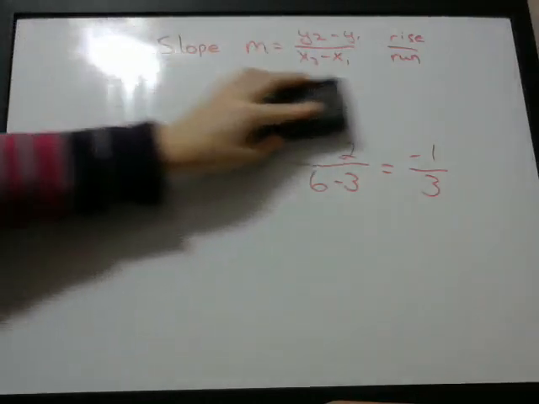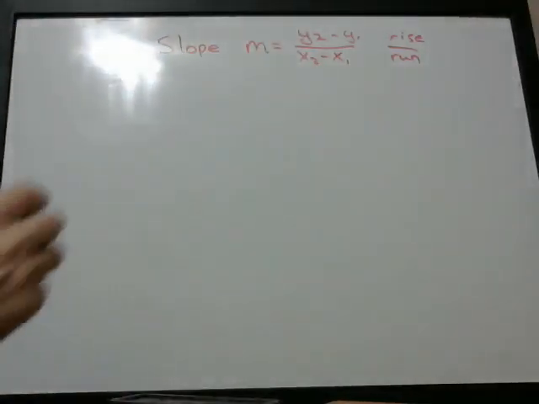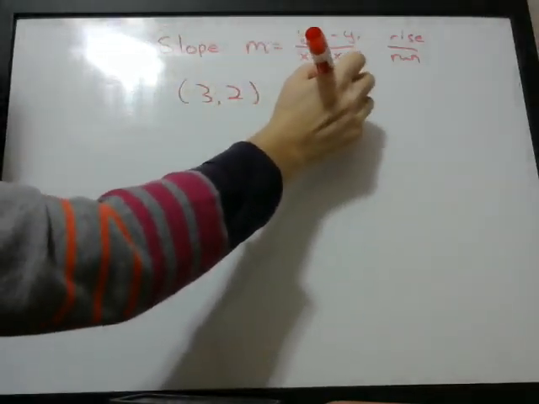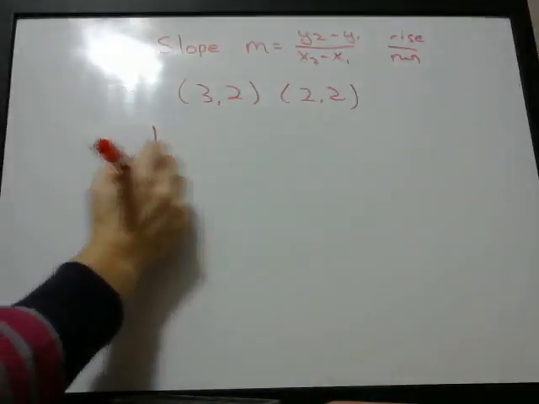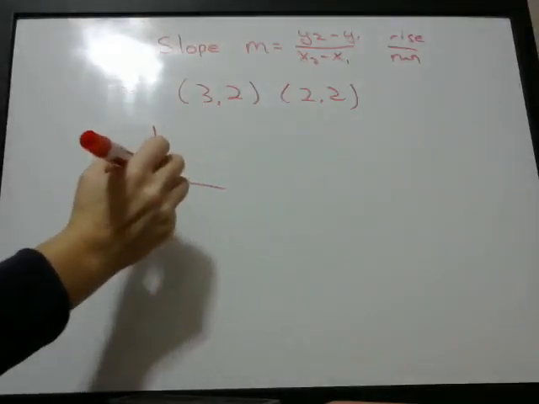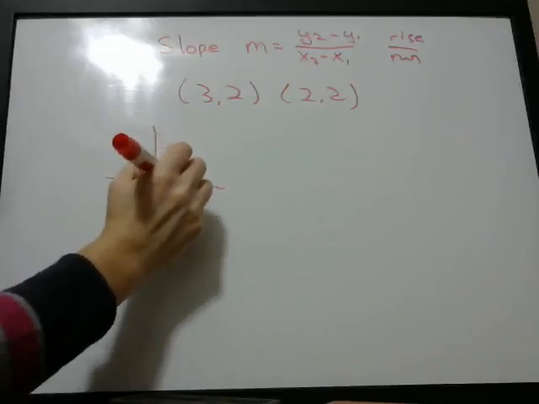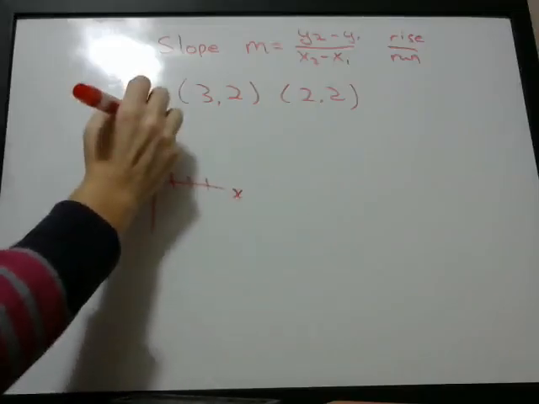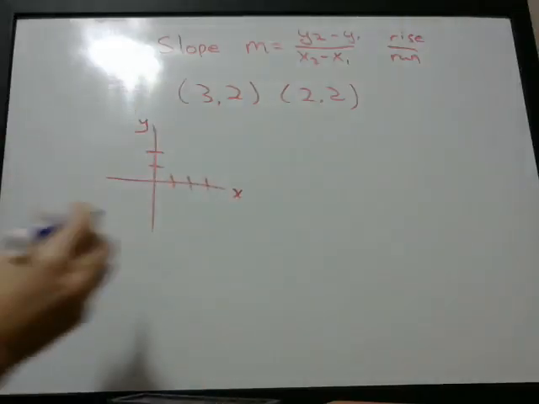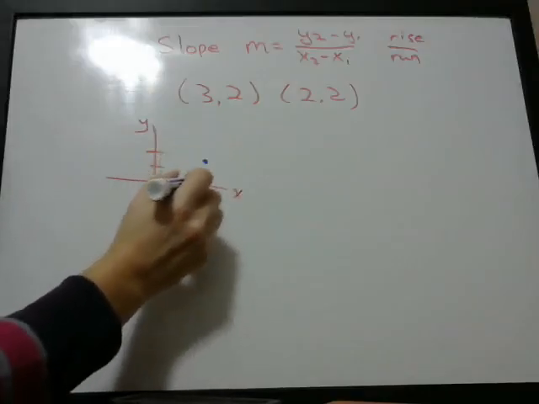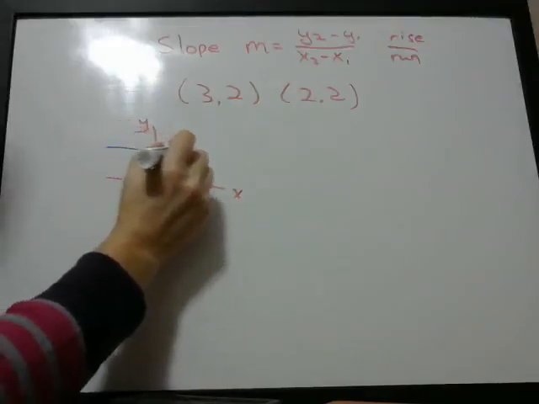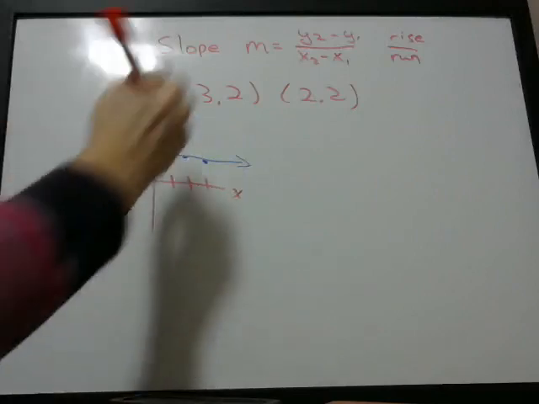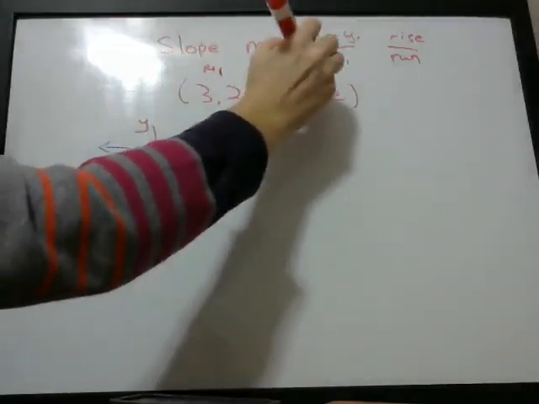Remember we said that if it's a horizontal line, you're going to get 0. So let's say we have points like this. So we have point 1, we're going over 3, up 2. We're going over 2, up 2. So we have a perfectly horizontal line. Again, this is point 1. This is point 2.